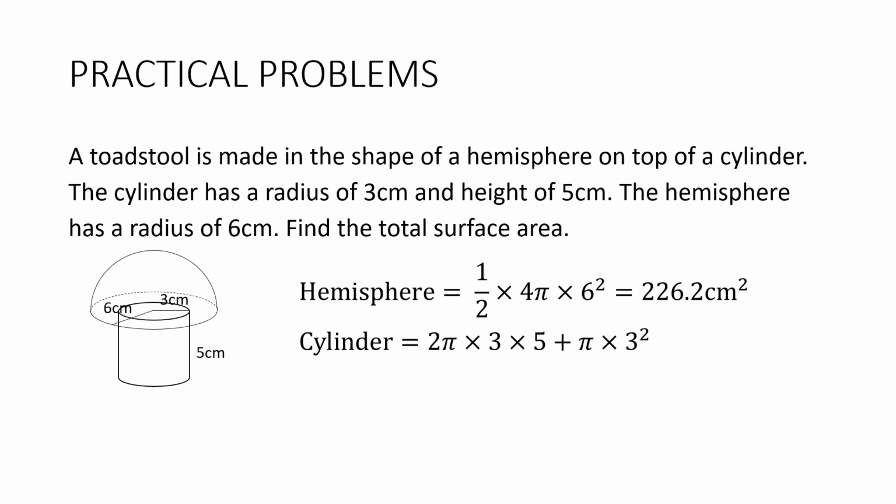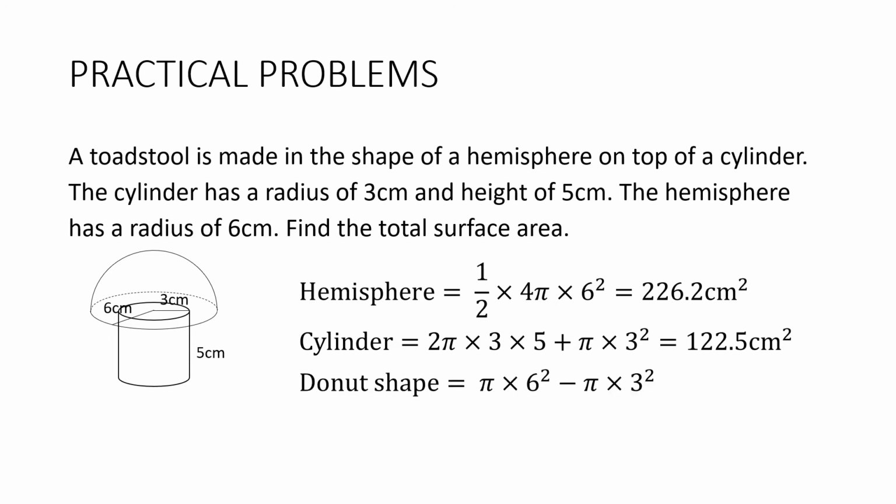Now we want the curved surface and one circle for the bottom. And this radius is going to be 3 centimetres. So here's the curved surface, 2 pi rh, and then there's the bottom circle. And so that is 122.5 centimetres squared.